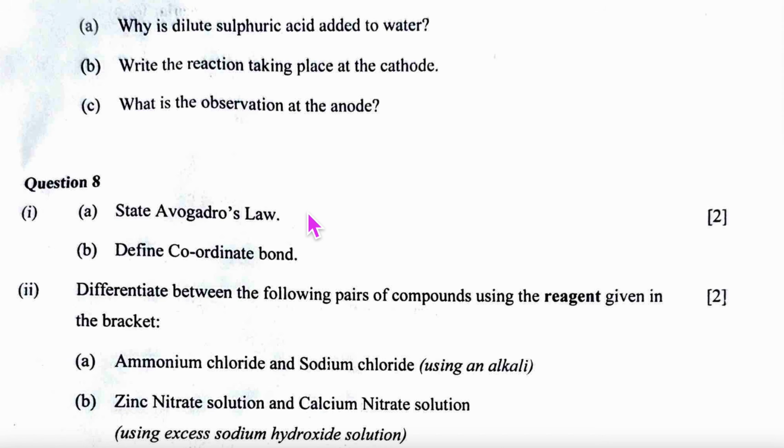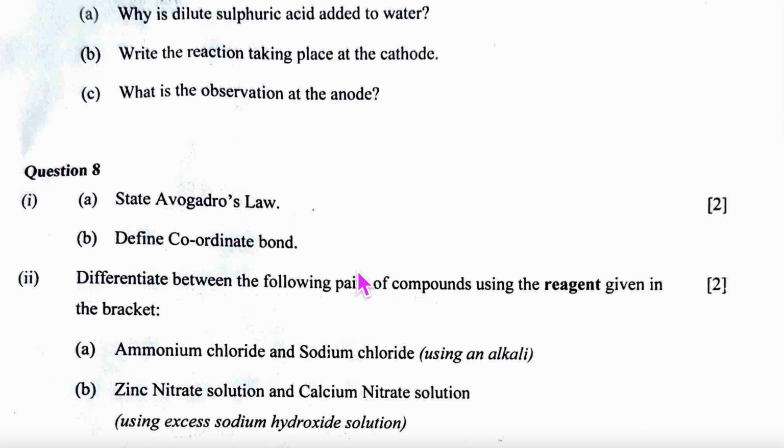Now this is learning type. I cannot do this for you. You have to learn all the laws by heart and you have to just produce the definition. B, definition of coordinate bond. Again, literally you have to copy paste from the textbook. You have to learn it by heart. So this I'm not going to write down because you already know.